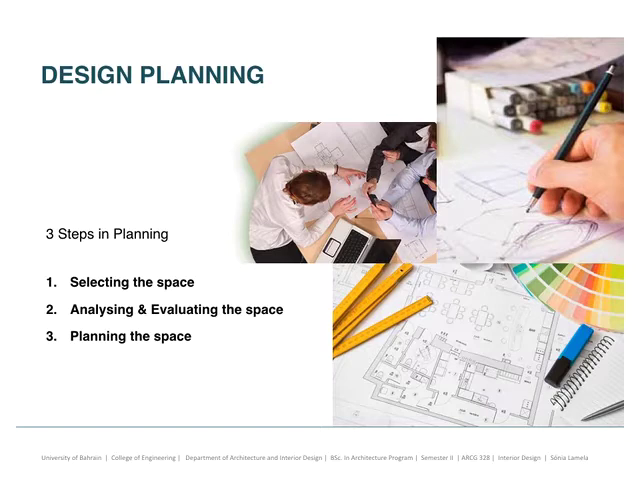To make the link between architecture and interior design, we already know that there are many things that are common to both disciplines, and the planning of the design stage is one of them. There are three main steps in planning. The first one is selecting the space, the second one, analyzing and evaluating the space, and the third one, planning the space. Selecting the space normally is something that is related to your client.